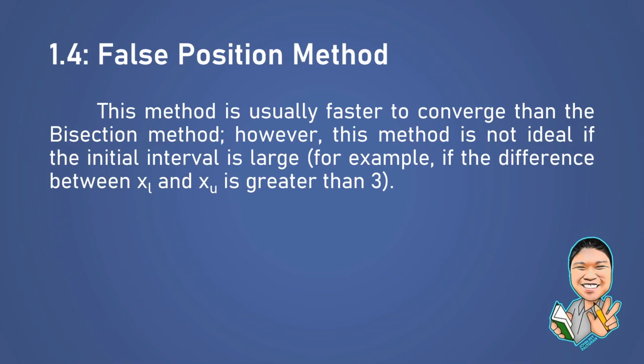So, this method is usually faster to converge than the bisection method. So, mabilis tong mag-converge, class. However, itong method na to is not ideal if the initial interval is large. When I say initial interval is large, it means na yung difference between x sub L and x sub U is greater than 3.